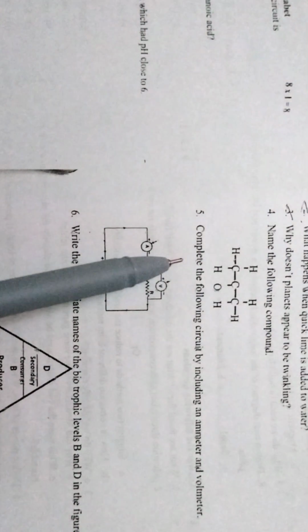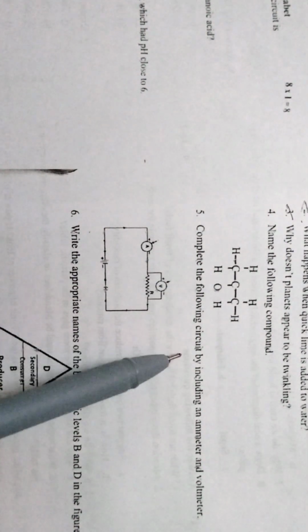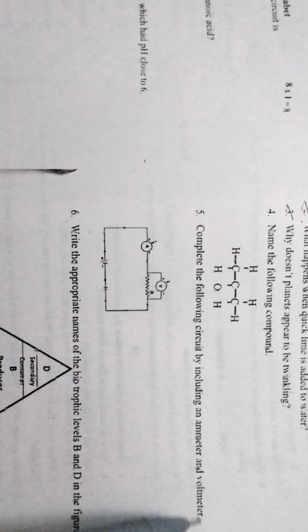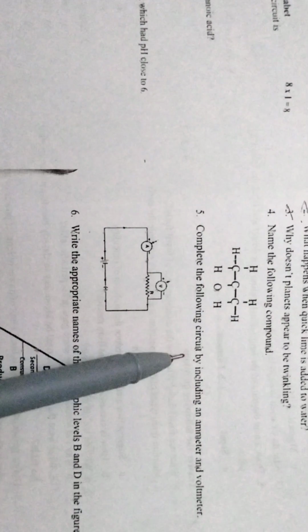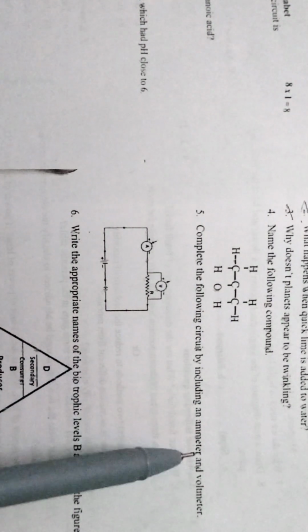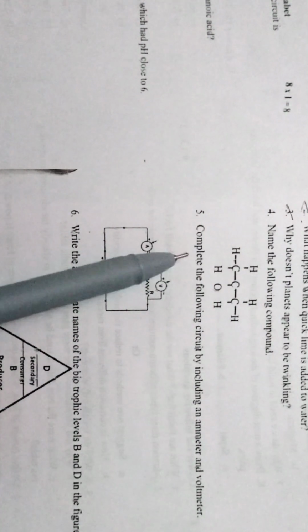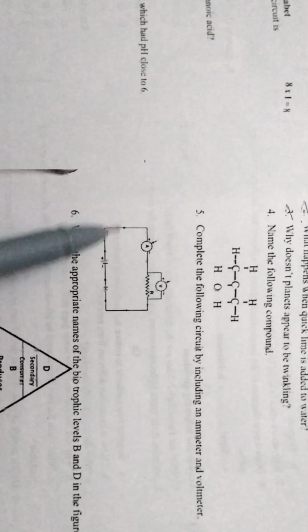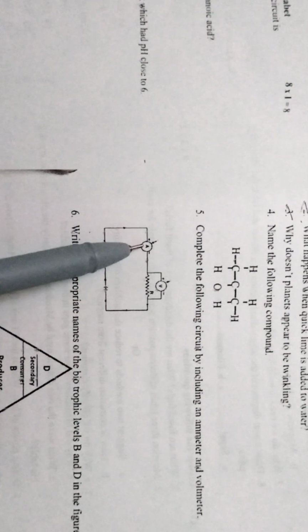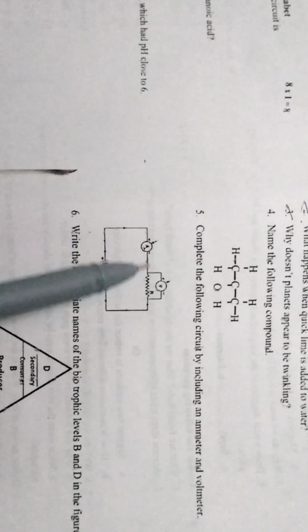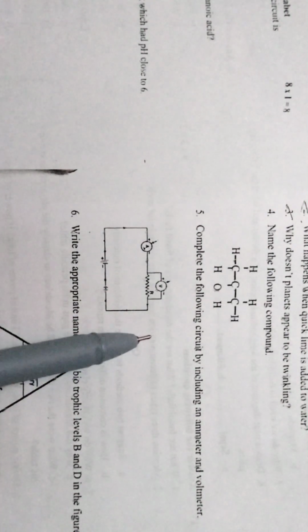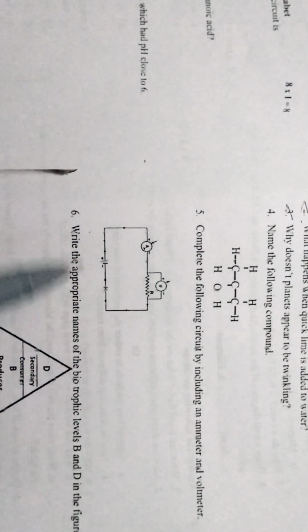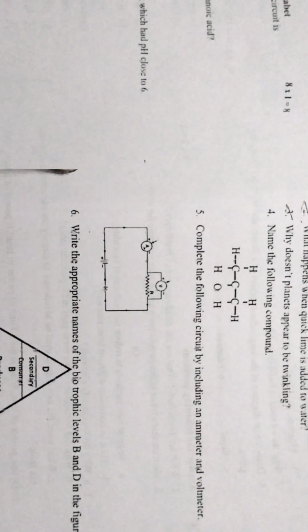Next, complete the following circuit by including an ammeter and voltmeter. So we have to complete this one. The ammeter should be connected in series and the voltmeter should be connected in parallel.